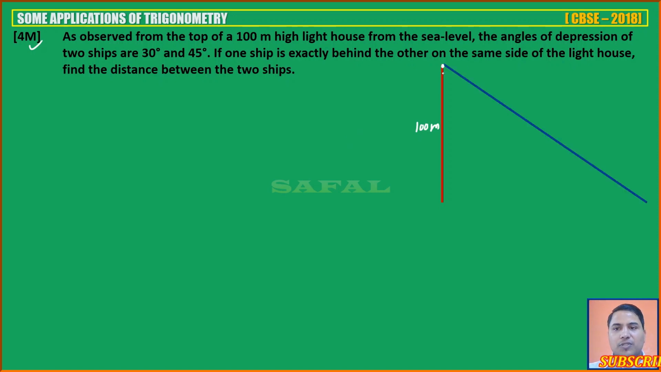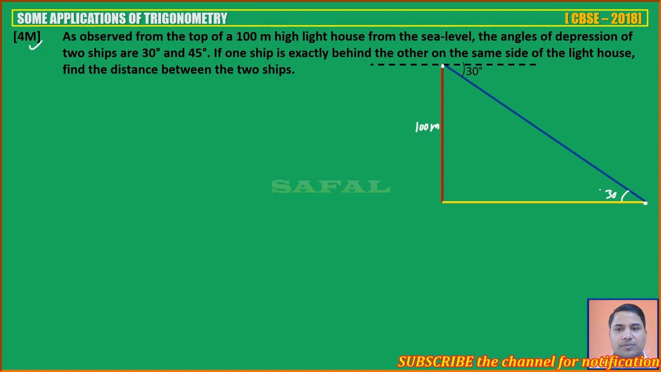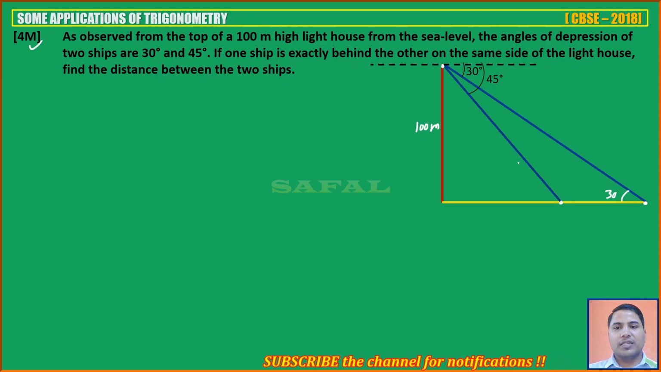So from this position, the angle of depression of the first ship is found to be what? 30 degree. So if there it is 30, here also it is 30. So ship 1 is at this position. Now the other ship is also on the same line, that means on the yellow line, and angle of depression of that ship is found to be 45 degree. That means this is 45 degree. Now what we are supposed to find? The distance between the two ships.